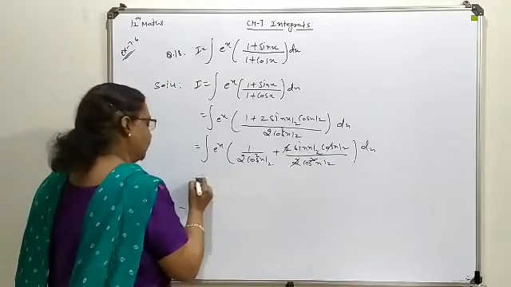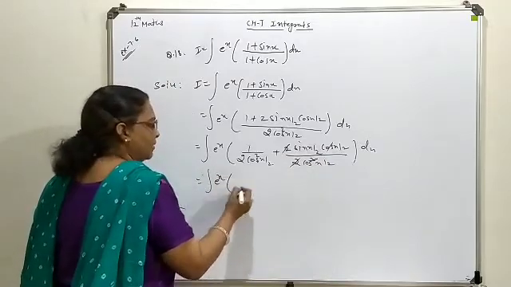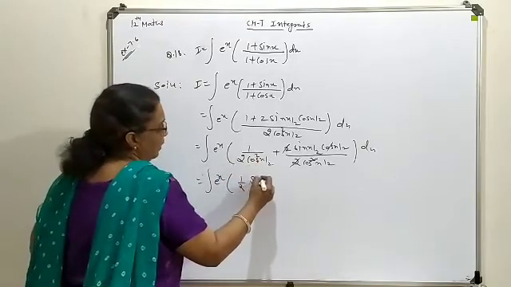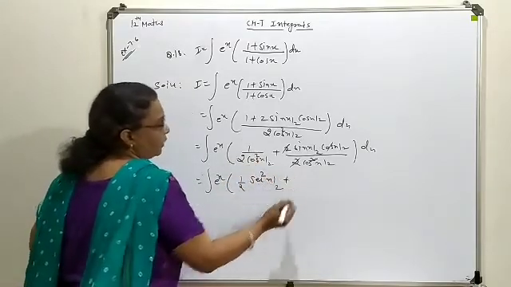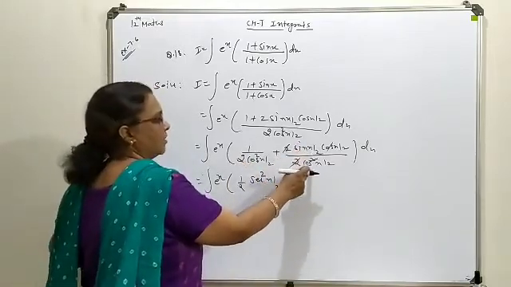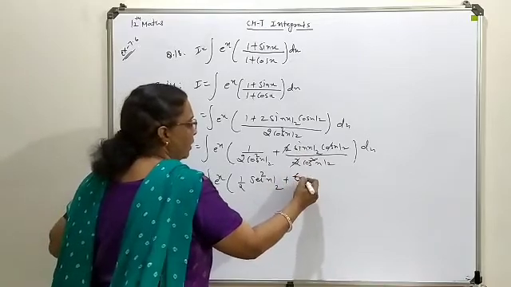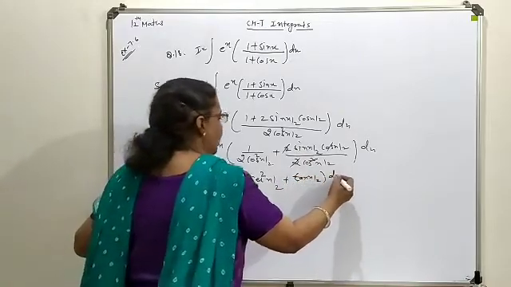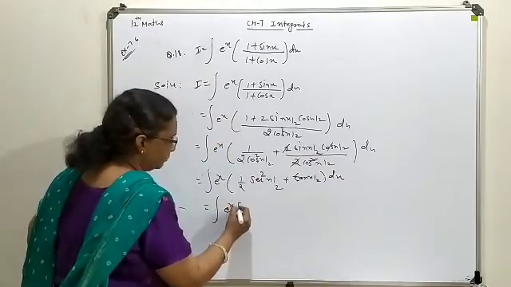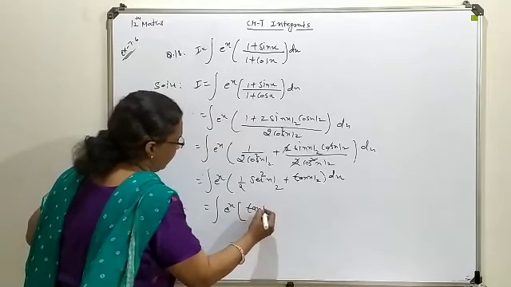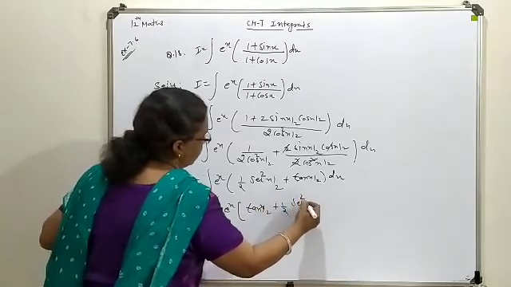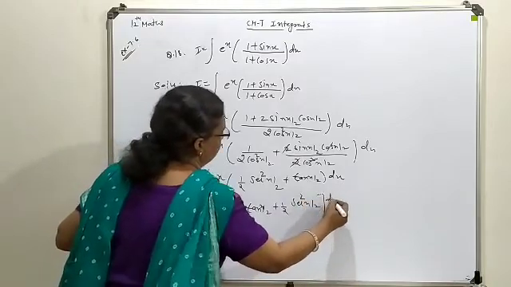What remains with you? e power x, 1 upon 2, 1 upon cos square is your sec square x by 2, where the next term we produce as sine x by 2 and cos x by 2, that means tan x by 2. Now write in a proper way which suits our form. This is your tan x by 2 plus 1 upon 2 sec square x by 2, and dx.